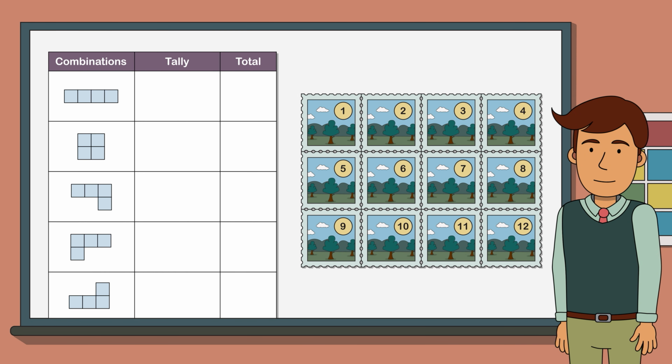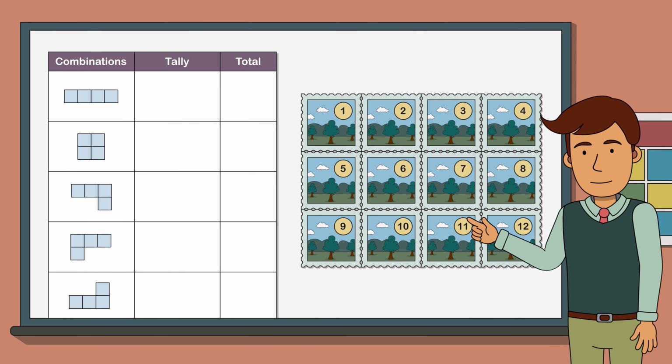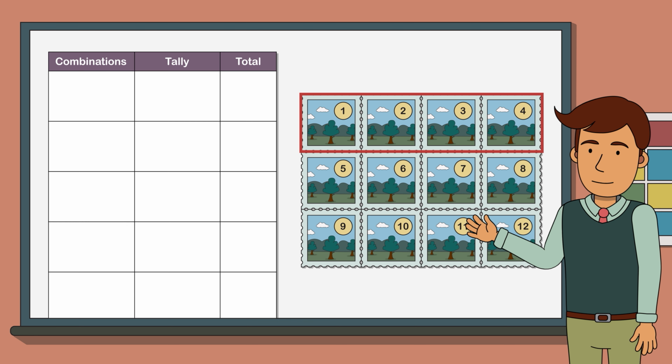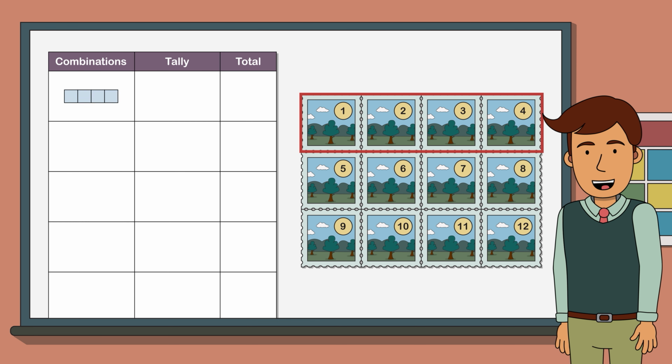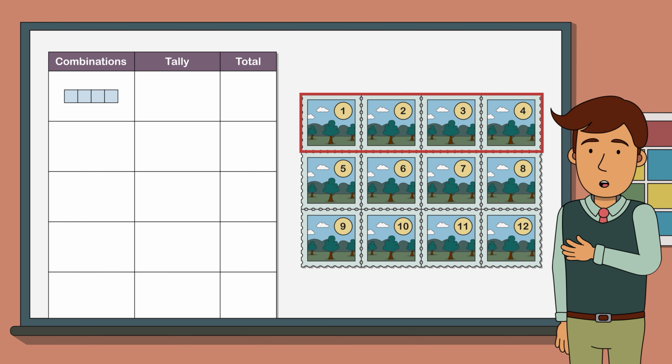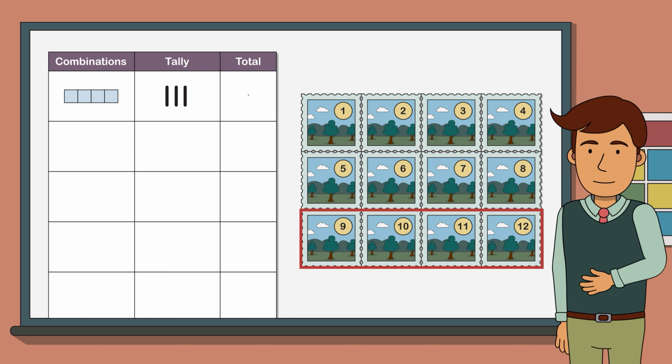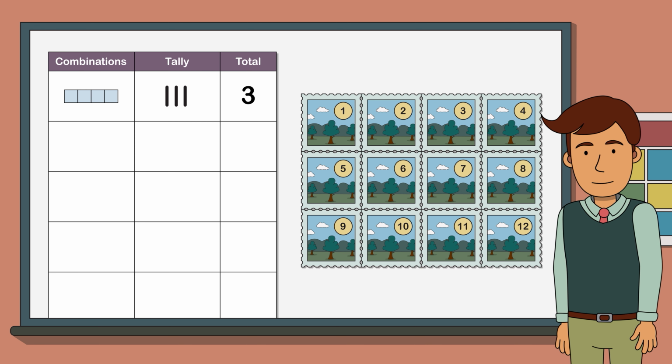Now, each of the 4-stamp combinations can be represented by a 4-square diagram and placed in the first column of our table. Let's start with the most obvious 4-stamp combination, that is 4 stamps in a horizontal row, such as 1, 2, 3, and 4. Firstly, we're going to draw this shape in the first column of our table, and then record tally marks for each instance of that combination. In this case, there are 1, 2, 3 instances, so let's write 3 in our final column.